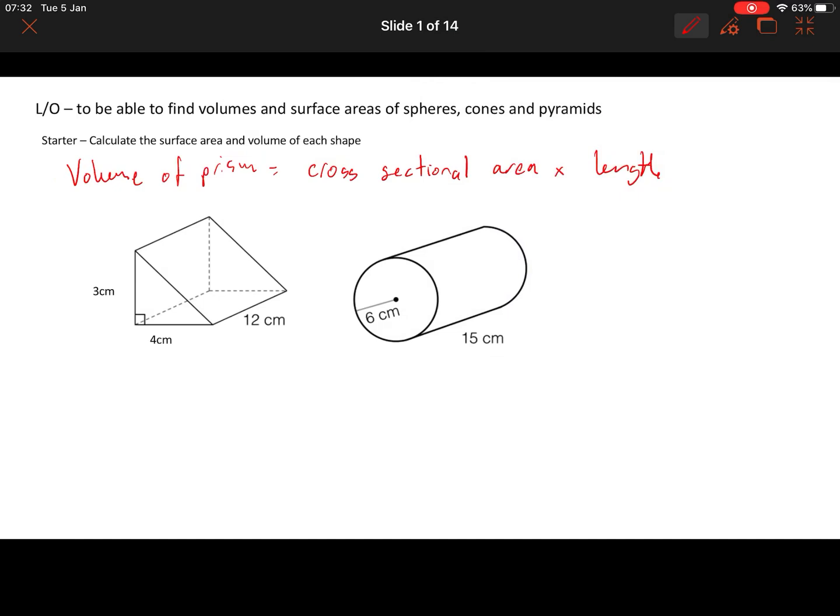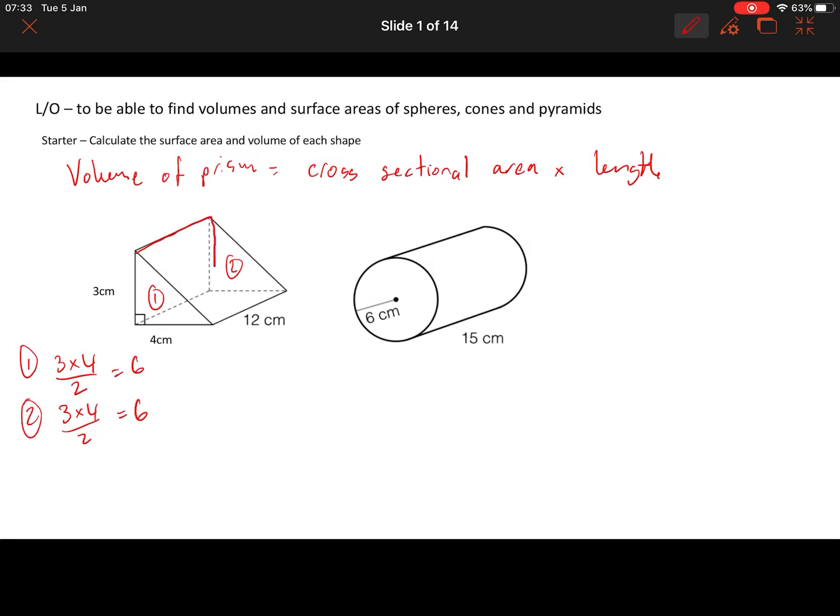Okay, now surface area is a little bit more complex. Remember, with surface area, what you need to do is first look at how many faces there are on the shape and determine the shape of each face. So for the triangular prism, I've got 2 triangles. And my 2 triangles have an area of 3 times 4 divided by 2, which is 6. And the other triangle is also 3 times 4 divided by 2, which equals 6.